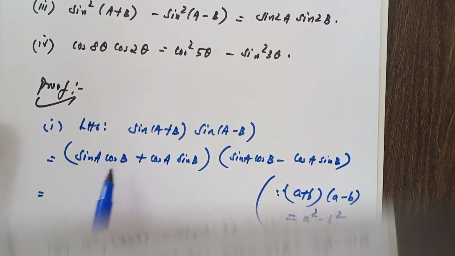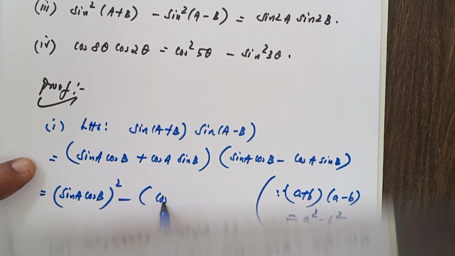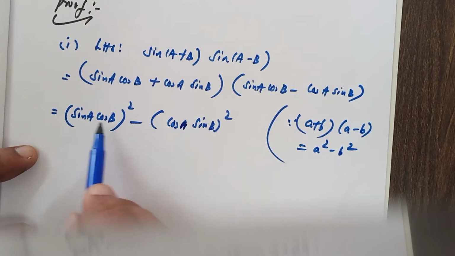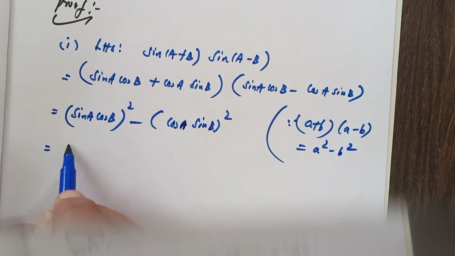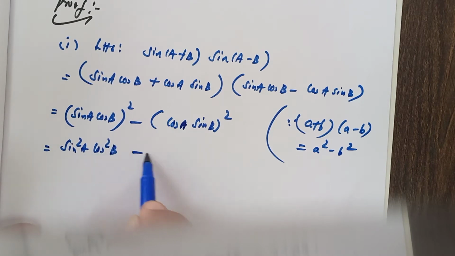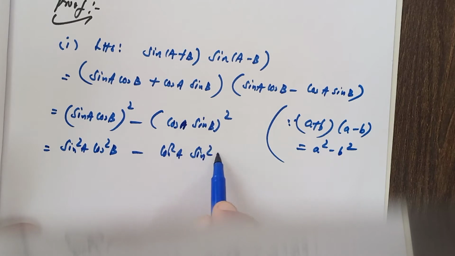This entire expression: a is sin a cos b, the whole square, minus b, that is cos a sin b, the whole square. So a square minus b square. Now the square is common for both, that is equal to sin squared a cos squared b minus cos squared a sin squared b.